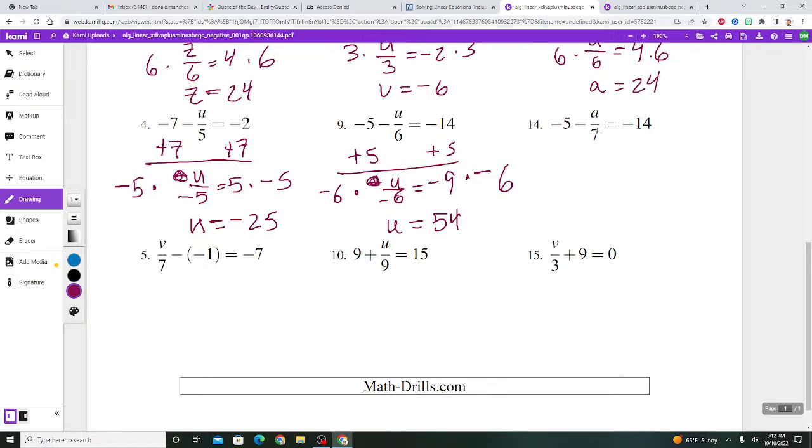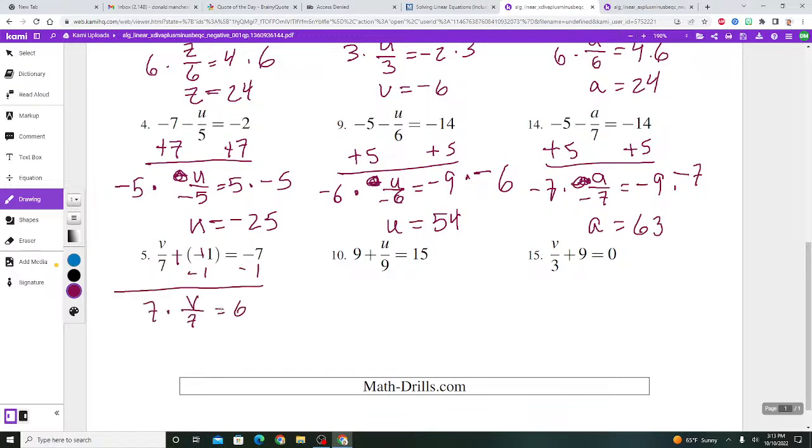Over here, we're going to add 5 to both sides. That gives us negative a over 7 equals negative 9. So again, we're going to take this, drag it down to the bottom, and multiply the left and the right by negative 7. So a equals negative 9 times negative 7, which is positive 63. Down here, we've got plus positive, so we're going to subtract 1 from both sides. V over 7 equals, that would be 6.